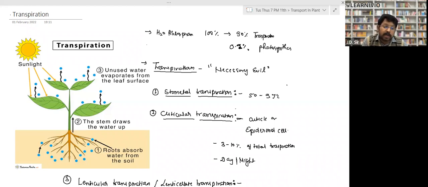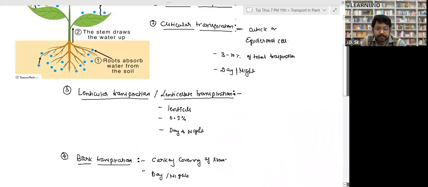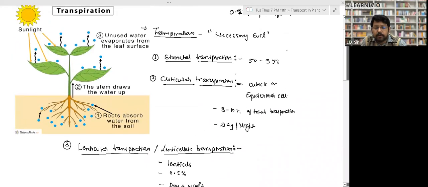Now, types of transpiration. The first is stomatal transpiration. Stomata are small pore-like structures, right? These are the stomata. They are found in the epidermal part. So 50 to 97% of the water is lost by the plant through stomata. This is called stomatal transpiration.